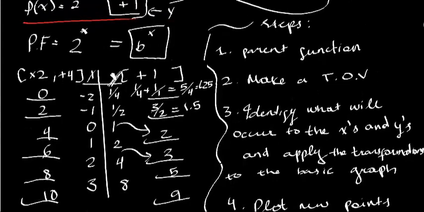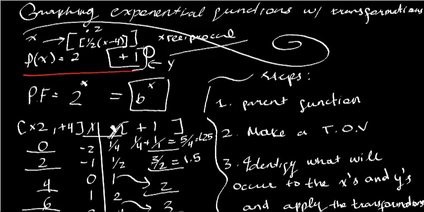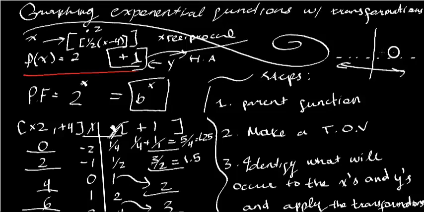Now before I graph, I want to talk about this 1 value right here. You can call it Q or K or whatever it's called in your country or your school, but I usually call it a Q. This value is called your horizontal asymptote. An asymptote looks like this. It's a dotted line on a graph where the graph can never go through or even touch.